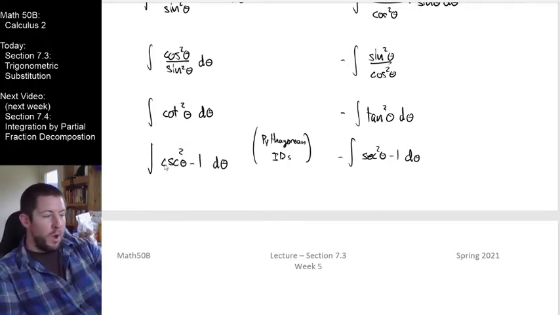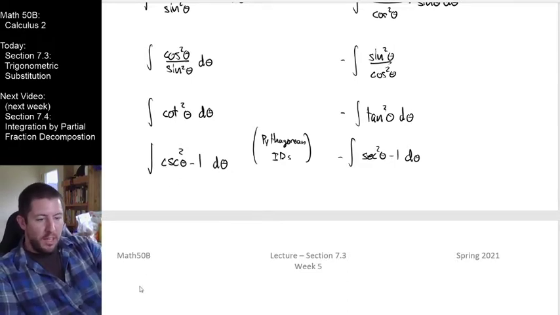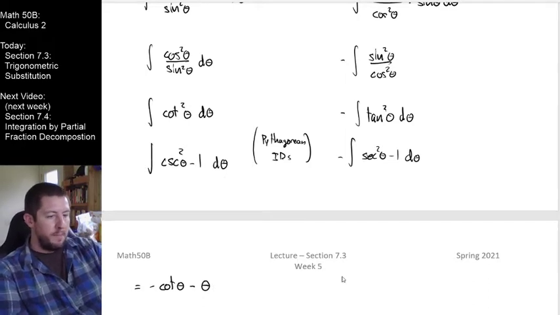Negative cosecant squared is what you get when you take the derivative of cotangent. So this is going to be giving me negative cotangent of theta. That just is the antiderivative of cosecant squared, minus, and it looks like we're just getting theta because that's minus 1 d theta right there. So we're getting a minus theta.